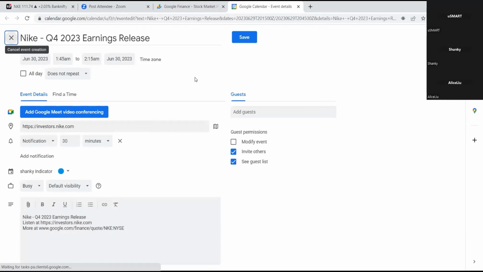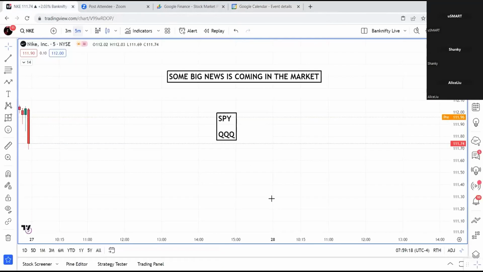Or if any news is coming in, it will let you know. So on the 30th, there is Nike's earnings, maybe this Friday. Got it? What you can use is that the earnings come here at the bottom also in TradingView.